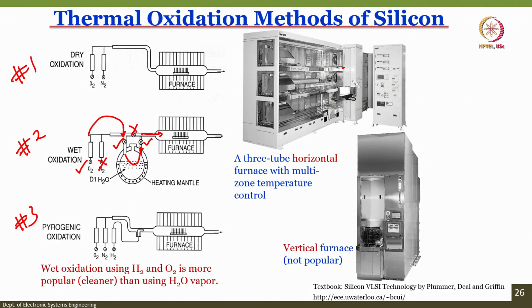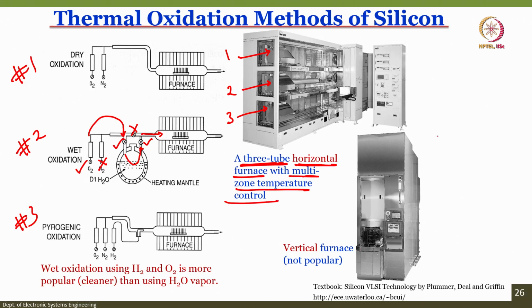Now, you will see here the photo of the chamber, right. There are two furnaces, called the horizontal tube furnace and the vertical tube furnace. It is very easy, the furnace is placed horizontally, or the furnace is placed vertically, right. The vertical furnace is not that popular compared to the horizontal tube furnace. Also we can have 3 different furnaces, furnace 1, 2, 3. So, what we call is a 3 tube horizontal furnace, right, with multi zone temperature control.